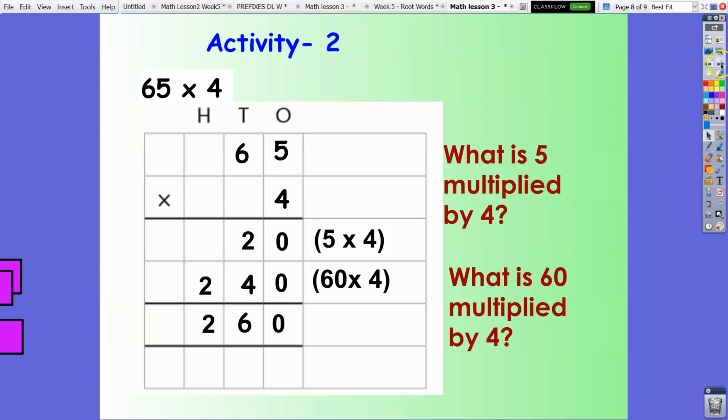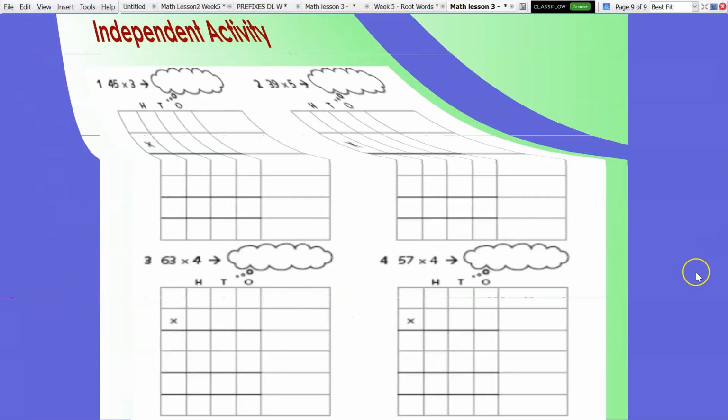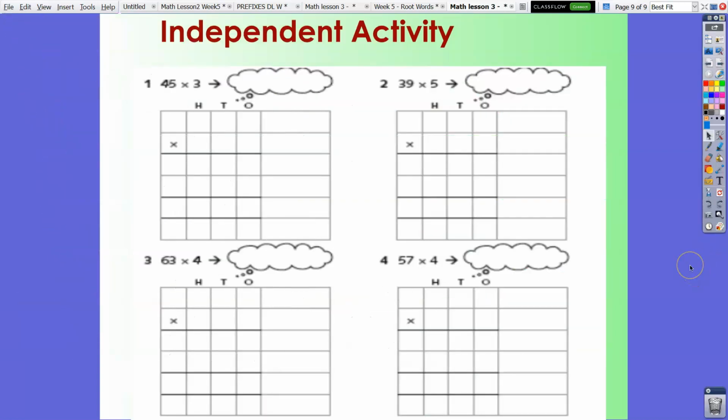Well done. Now, I'm going to leave you with this activity. There are 4 number problems that you're going to work on: 45 times 3, 39 times 5, 63 times 4, and 57 times 4. Try to solve these using expanded written multiplication.